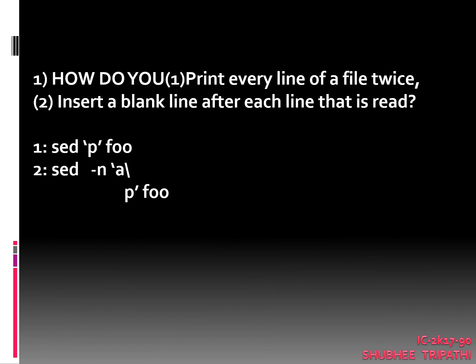Now we are going to discuss some questions. Our first question is, how do you print every line of a file twice, and how do I insert a blank line after each line that is read?